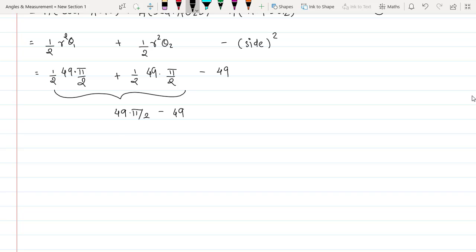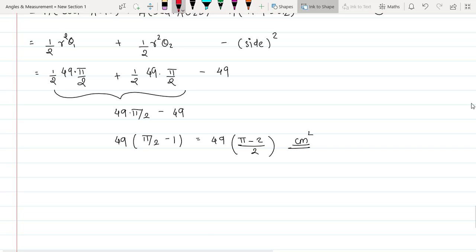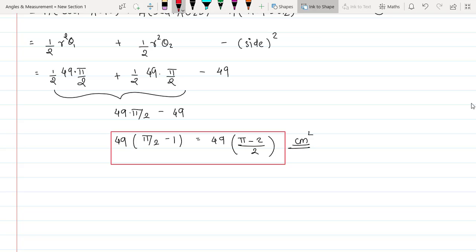Is it okay? So if I take 49 common, I will have pi by 2 minus 1, which equals 49 into pi minus 2 by 2. Okay? So this is the answer you get, in centimeter square. Is it okay, everyone? So what is the final answer? This is my final answer. You can take any one as your final answer: 49 into pi by 2 minus 1, or you can do the cross multiplication, 49 into pi minus 2 by 2. Is it okay? If you have any doubt, please ask.